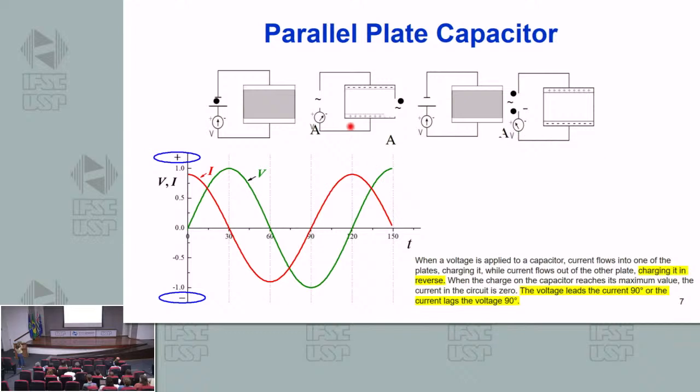So when the capacitor attains this stage, with maximum charge distributed between the two plates, you will have a maximum voltage and you will have 0 current.